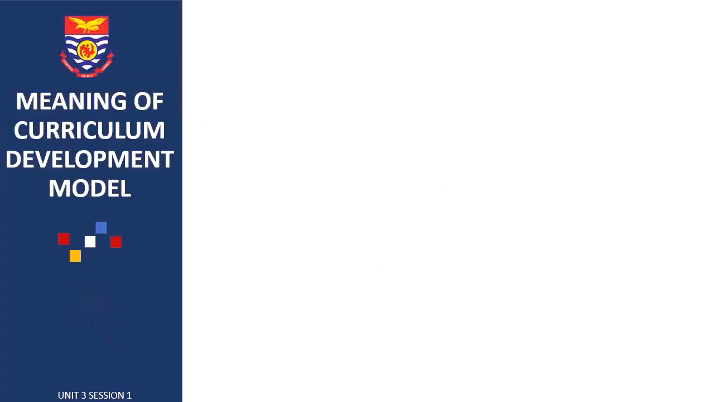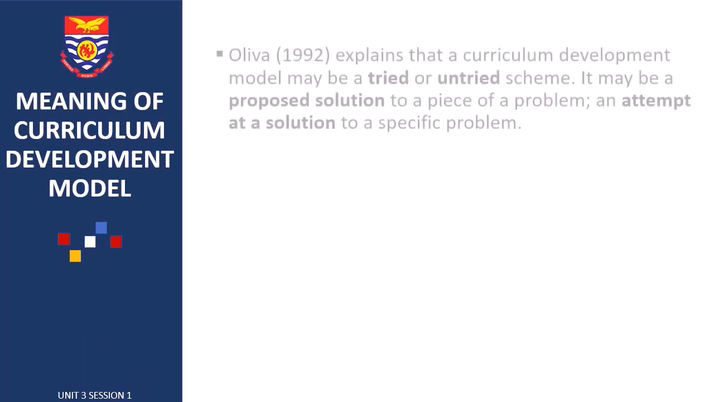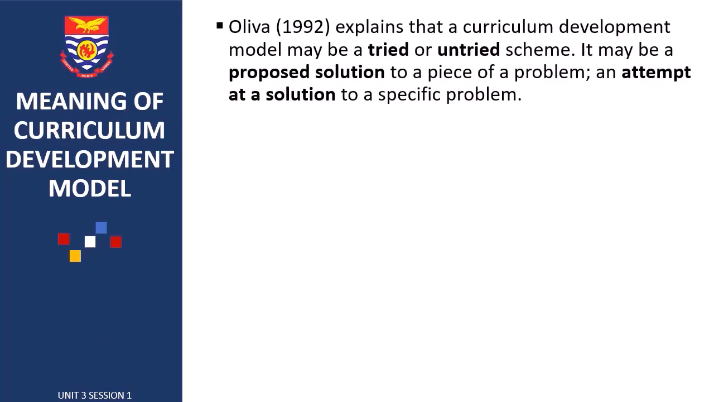What do we mean by a curriculum development model? According to Oliver, a curriculum development model may be a tried or untried scheme. It may be a proposed solution to a piece of a problem, or it could be an attempt at a solution to a specific problem. According to him, curriculum development models may be simple or very complex, but no matter how complex the model is, it must be easy to explain and to follow in practice.